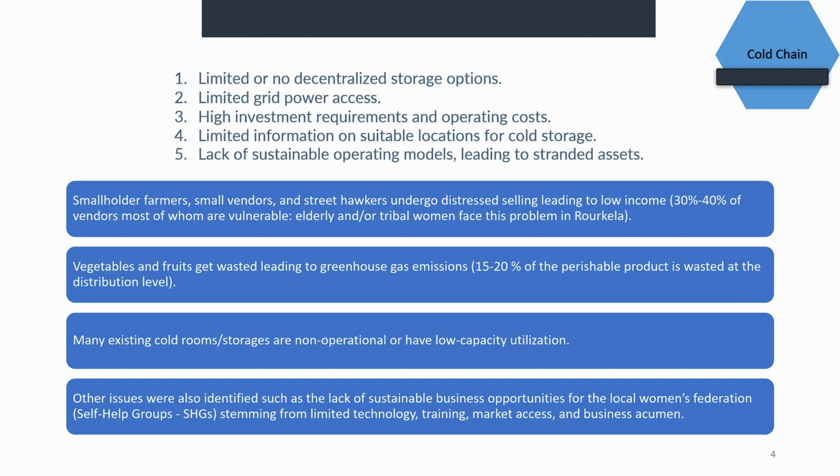Because of this, the farmers, vendors, and street hawkers undergo distress selling. Also, the fruits and vegetables are getting wasted, due to which greenhouse gases are getting emitted. And the other problem that we are addressing is the SHG problem.